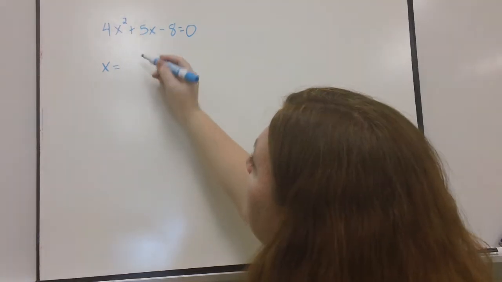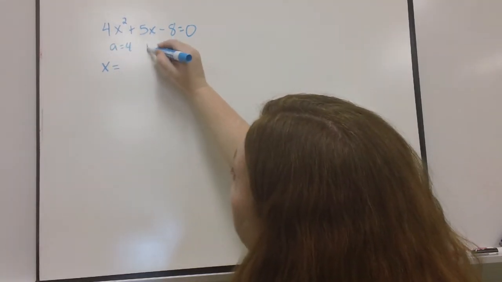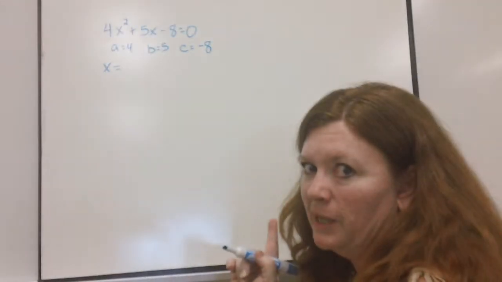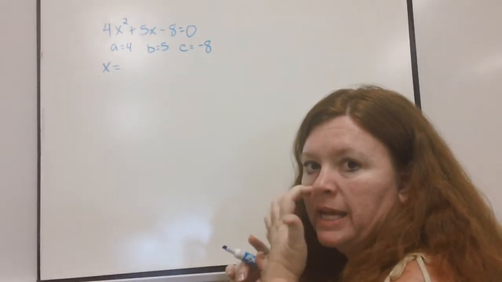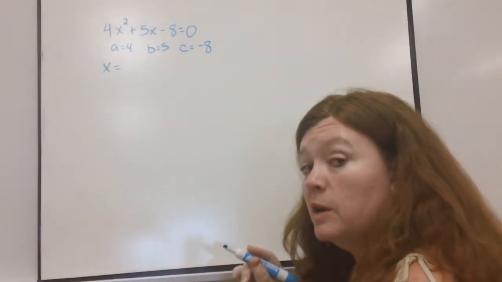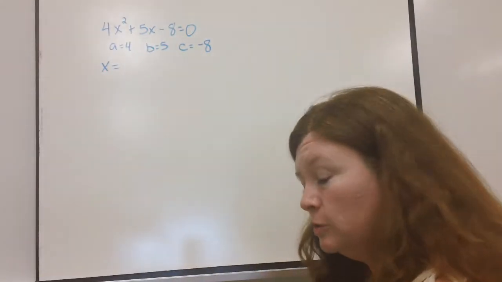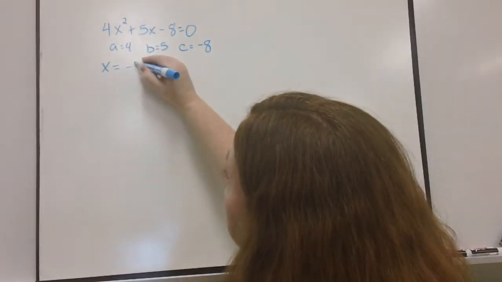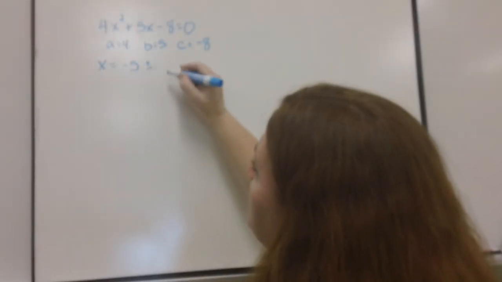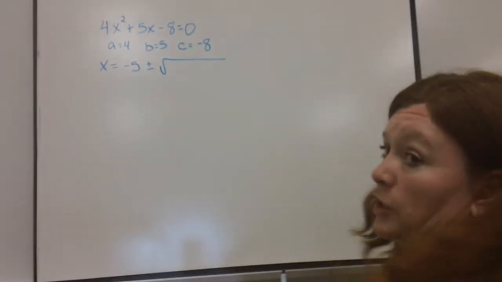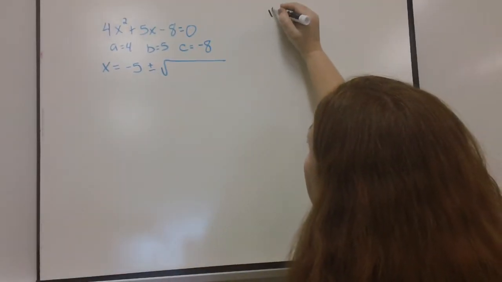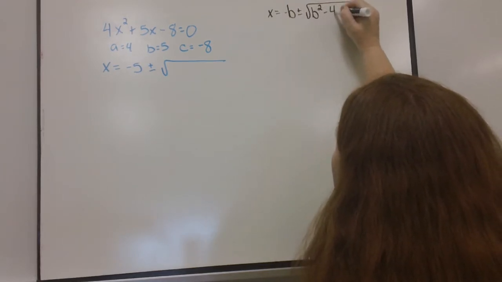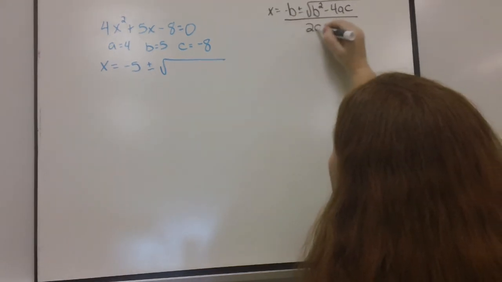X equals negative b. All right, let's see. A is 4. B is 5. C is negative 8. Okay, I don't have the formula up here again, so we have to remember it. X equals negative b plus or minus square root of b squared minus 4ac all over 2a. Negative b. B is 5, so negative b is negative 5. Plus or minus the square root of, how about I do this for you? X equals negative b plus or minus square root b squared minus 4ac all over 2a.